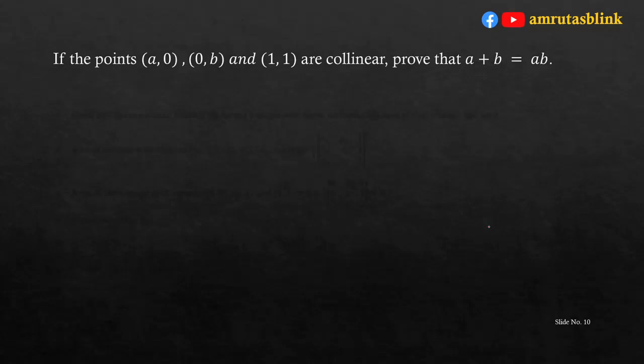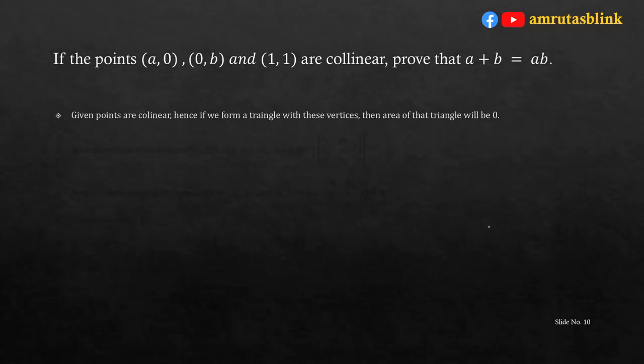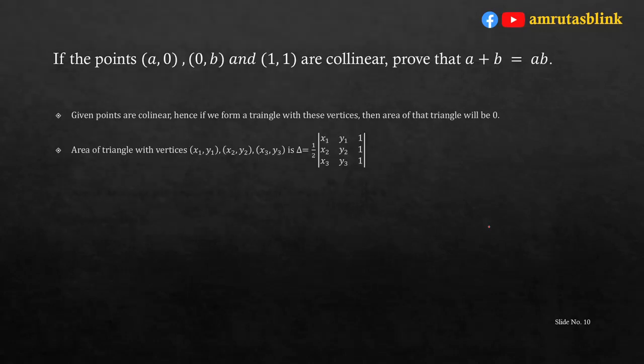If the points A 0, 0 B and 1 1 are collinear, prove that a plus b is equal to ab. Now it is given that the given points are collinear. Hence we can say that if we form a triangle with these vertices, assuming that these 3 points are vertices of some triangle, then the area of that triangle will be equal to 0.